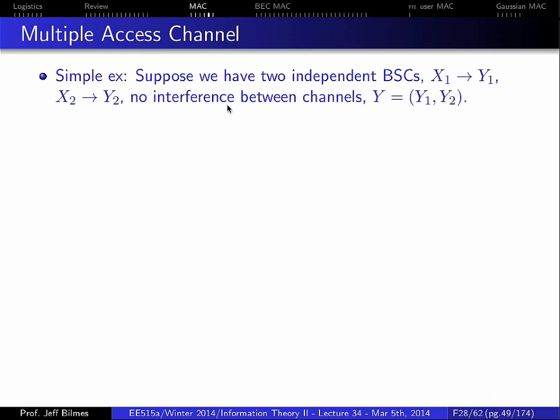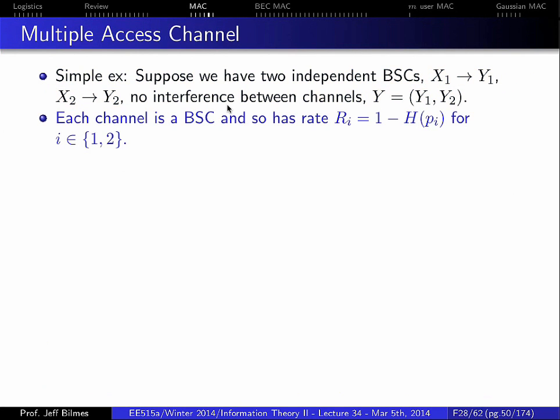X1 to y1 and x2 to y2, and there's no interference between the channels. So the idea is that y is like this vector valued signal that we receive. From y we can pull out y1 or y2 very easily. You can always encode two integers within an integer as long as the integers are bounded, right?